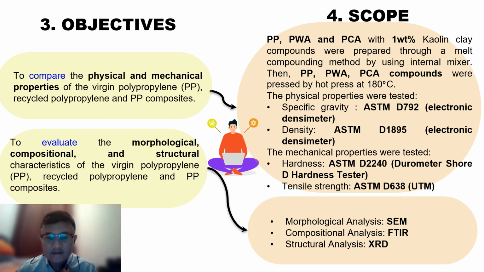The physical properties were tested, such as specific gravity according to ASTM B792 by using an electronic densimeter, and density according to ASTM D1895 by electronic densimeter. Then the mechanical properties were also tested, such as hardness according to ASTM D2240 by using a durometer Shore D hardness tester, and tensile strength according to ASTM D638 by using UTeM.